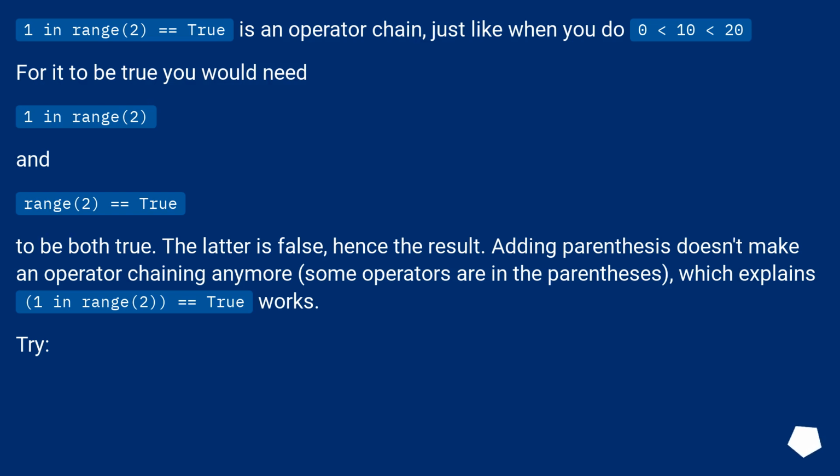Adding parentheses doesn't make it an operator chain anymore. Some operators are in the parentheses, which explains why (1 in range(2)) == True works. Try.